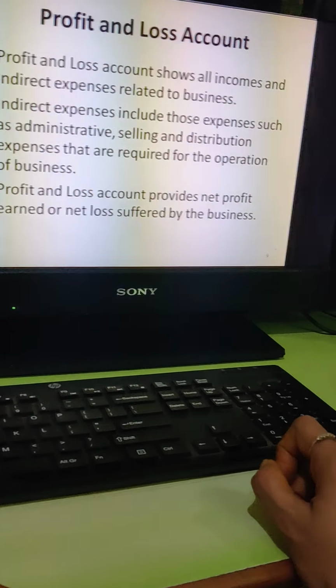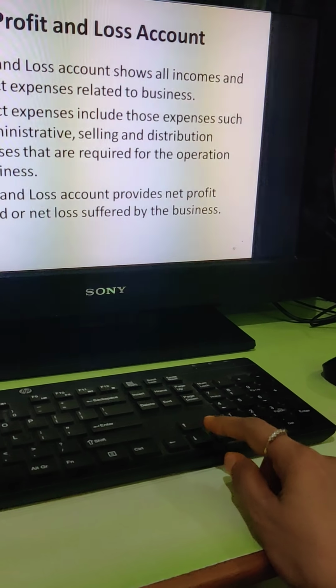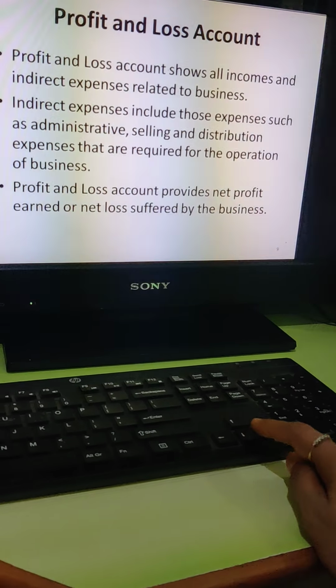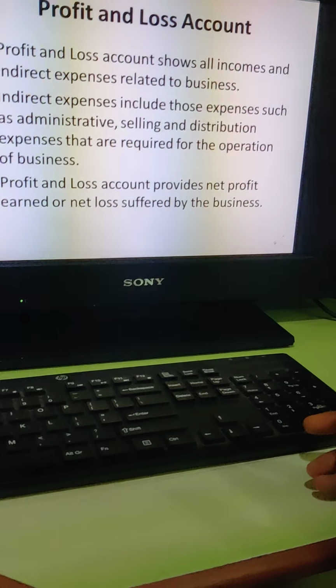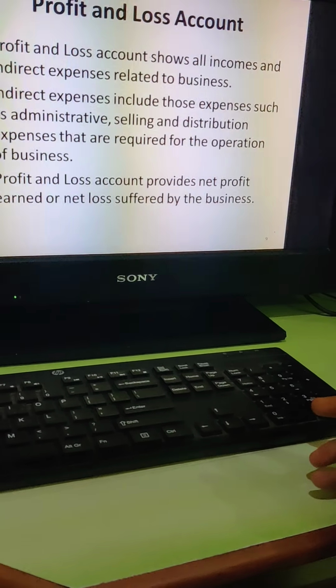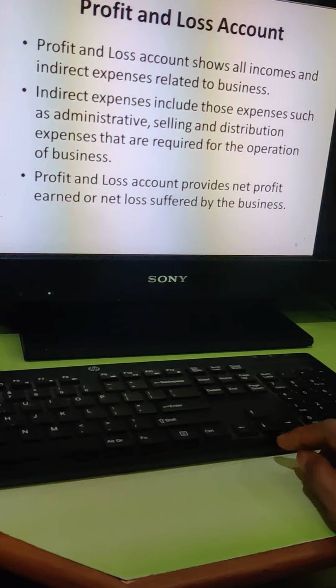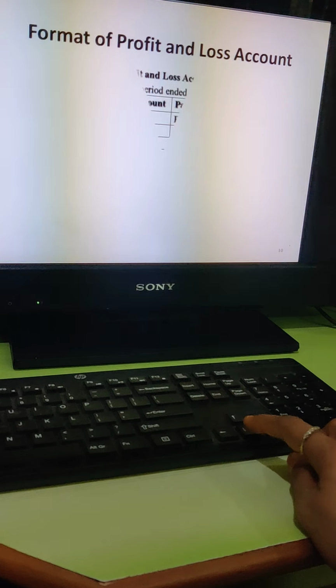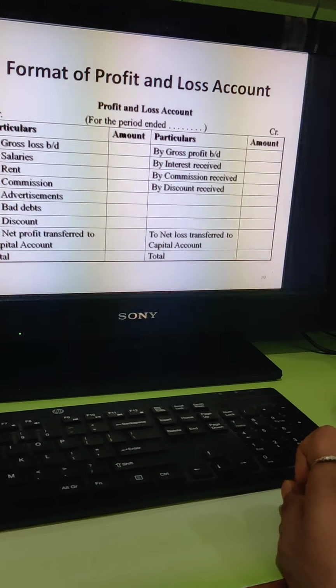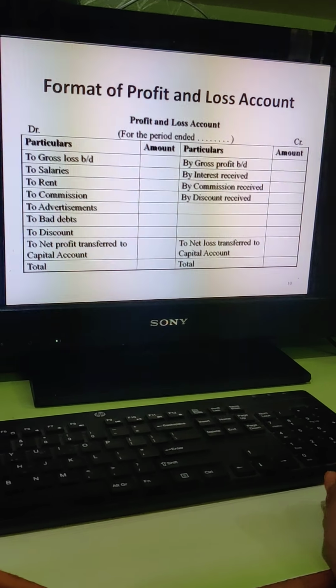In a similar fashion, the way we discussed trading and profit and loss account, if the expenses exceed the incomes, we get a loss, and if the income exceeds the expenses, we get a profit. In the same pattern, we deal with the profit and loss account. Let us have a format of profit and loss account, as you can see on the screen.